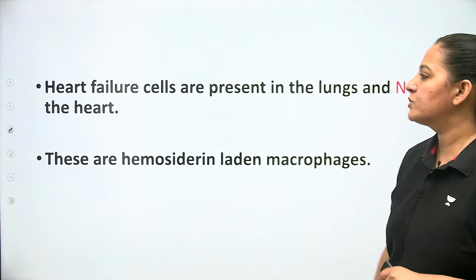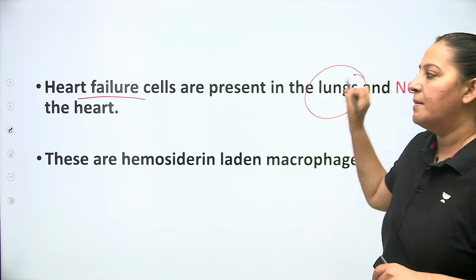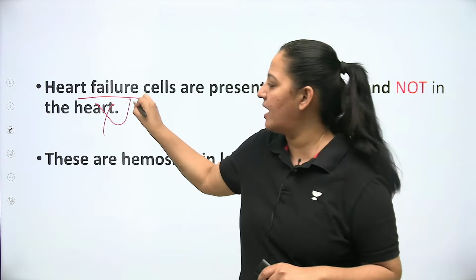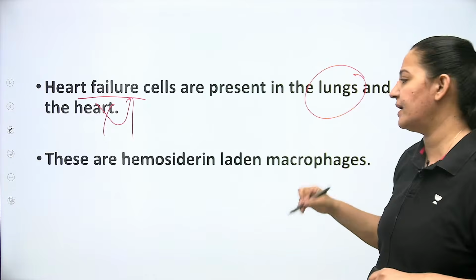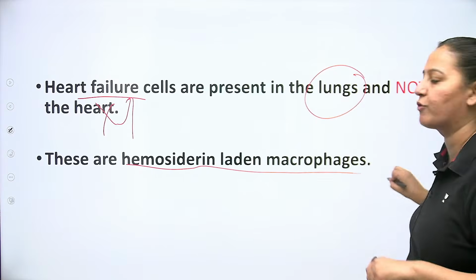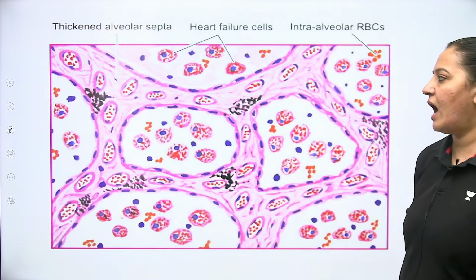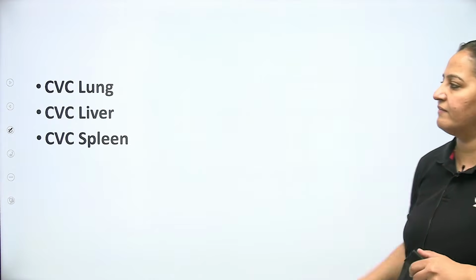Shall I proceed ahead? So heart failure cells are a misnomer. They are present in the lungs, but they are not present in the heart. Still, they are known as heart failure cells because they are present in the lung in case of heart failure. And basically, these are hemosiderin-laden macrophages. So what are heart failure cells? Hemosiderin-laden macrophages. I am done with CVC lung.